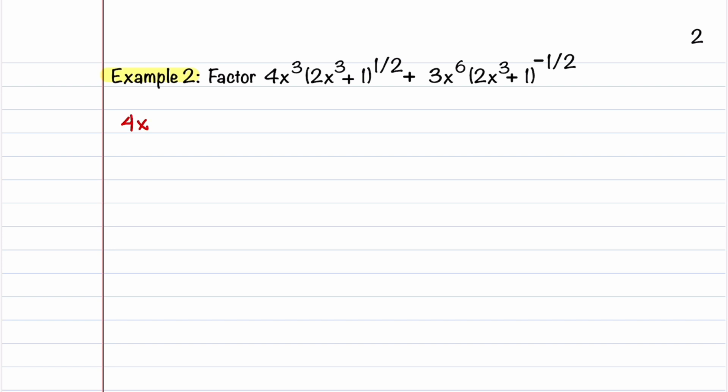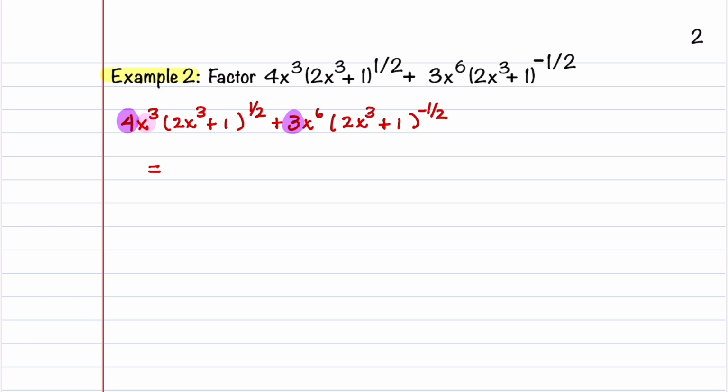We have 4x cubed times 2x cubed plus 1 to the 1/2 plus 3x to the 6th times 2x cubed plus 1 to the minus 1/2. We're going to pull out the greatest common factor of our constants. The greatest common factor of 4 and 3 is actually 1 because no other number goes into that, so we actually can't pull out a constant. Let's jump to our next algebraic term.